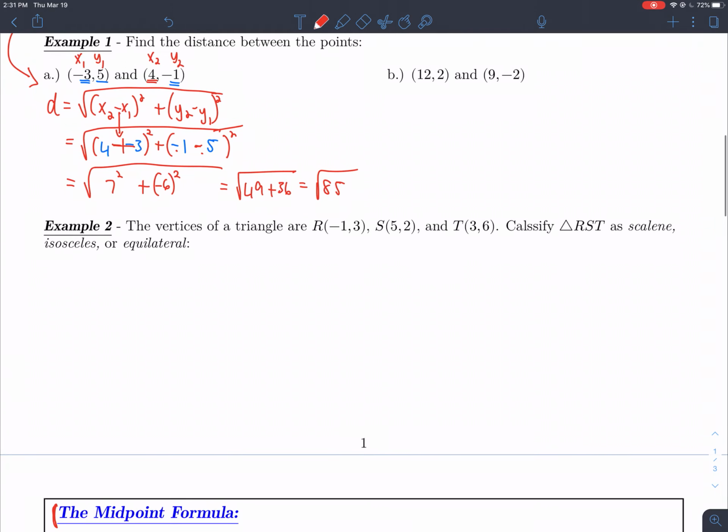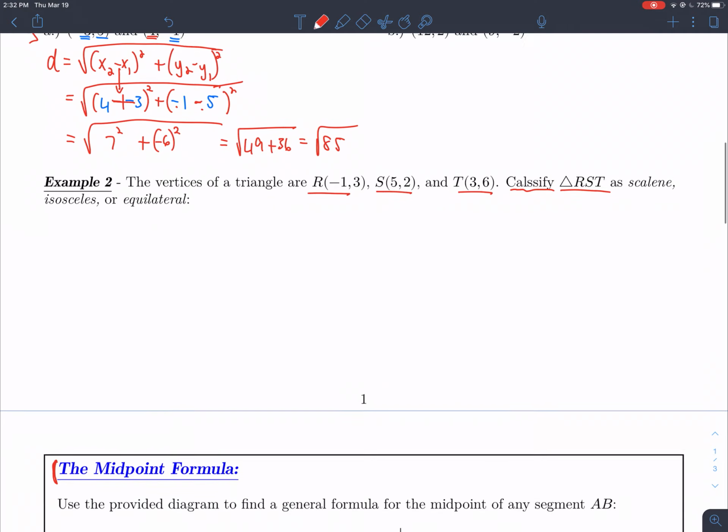So then the next one is example 2. It says something a bit more dense and rich, okay? And this is a question that involves a lot of distance formula. The vertices of a triangle are this, and this, and this. It says classify, oh, interesting, actually that says calcify, interesting. Classify triangle RST as scalene, isosceles, or equilateral.